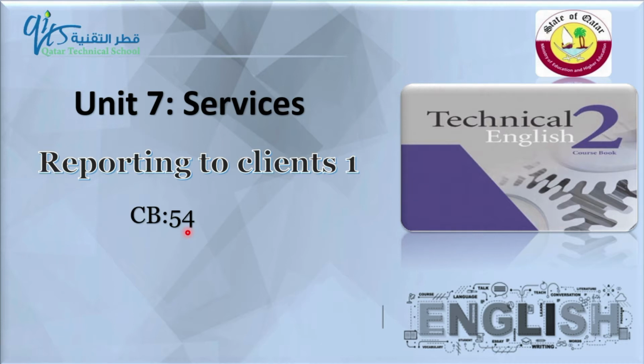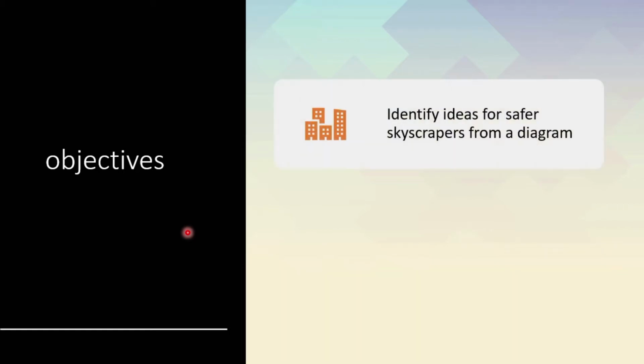Now, let's take a look at the objectives. We have two objectives in this lesson. Number one, identify ideas for safer skyscrapers from a diagram. Number two, write down the purpose of each idea.